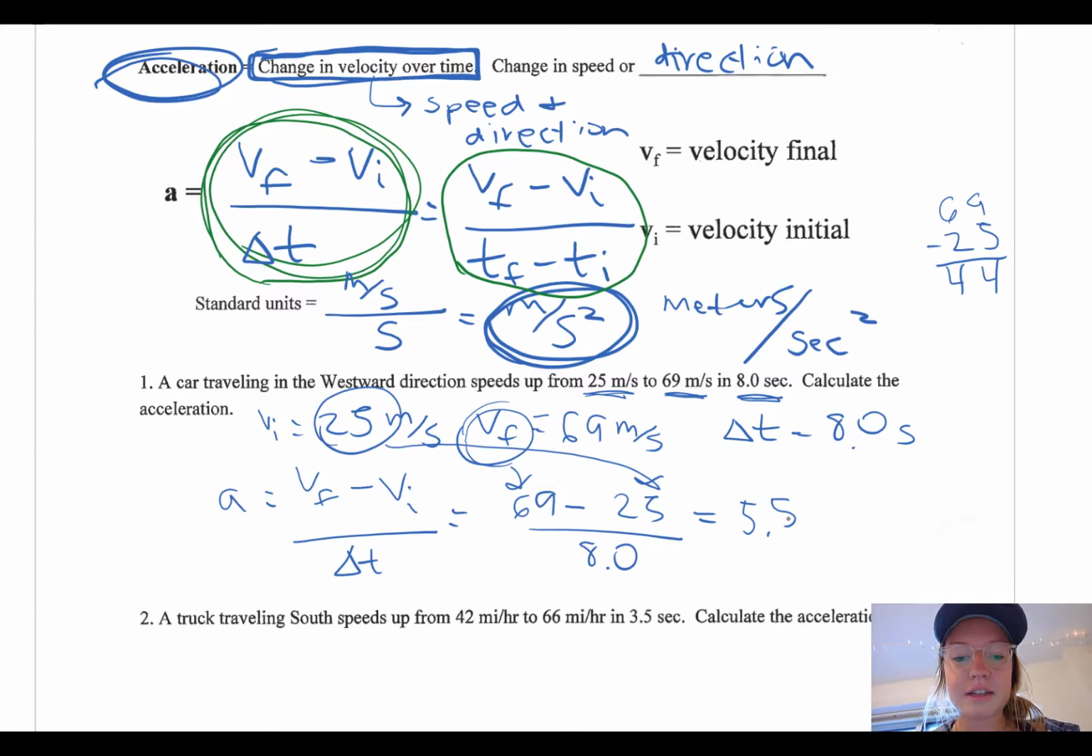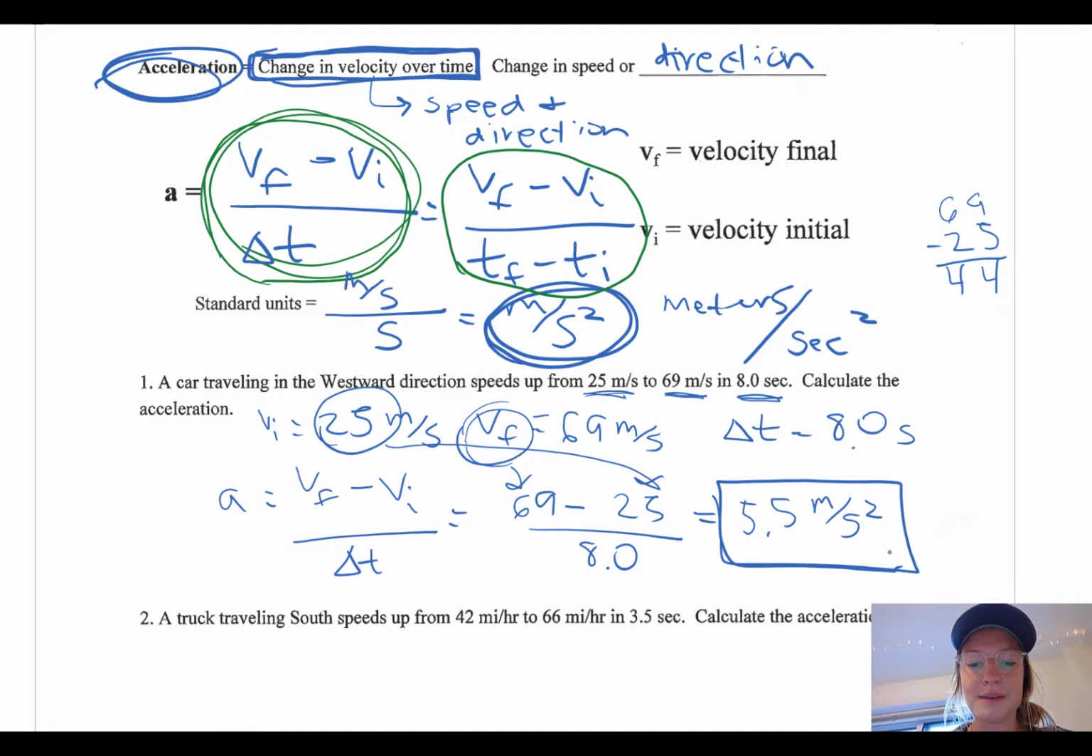Don't be like me. Don't not have your calculators in front of you while you're doing your note sheets. That was a bad move on my part. Okay, so 5.5 meters per second squared. And we did it. That's our answer.